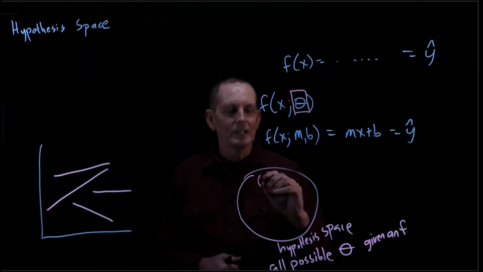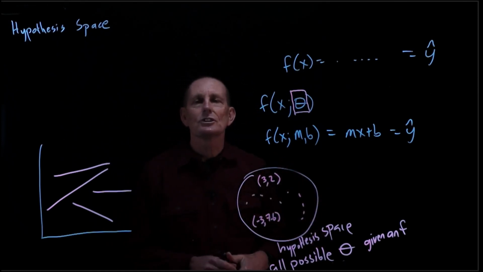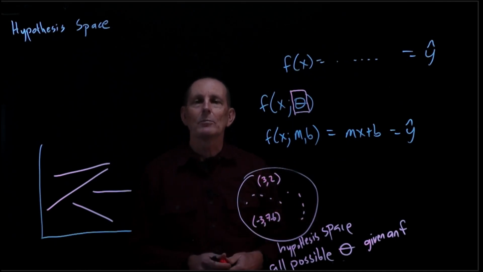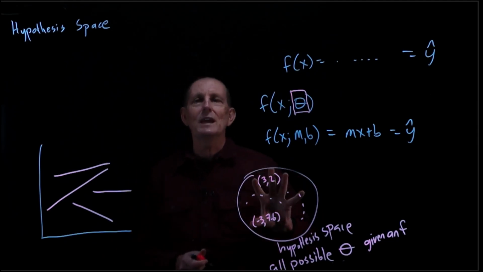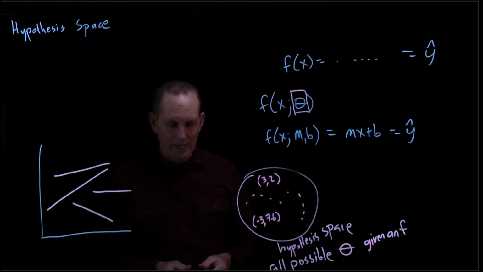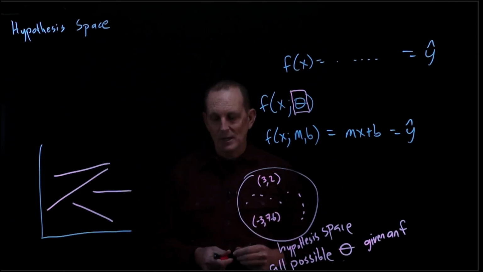So for instance, we could have the f that consists, let's say, of an m of 3 and a b of 2. We can have an f that consists of -3, 7.6, and we have all these possibilities. So what we're doing is searching through our learning process, our gradient descent is searching through this space of all possible thetas, trying to come up with a good theta. But as you can see, the hypothesis space limits what you can represent. So this hypothesis space represents just single lines. If we wanted to look at 10-degree polynomials, for example, that is a different hypothesis space, right?